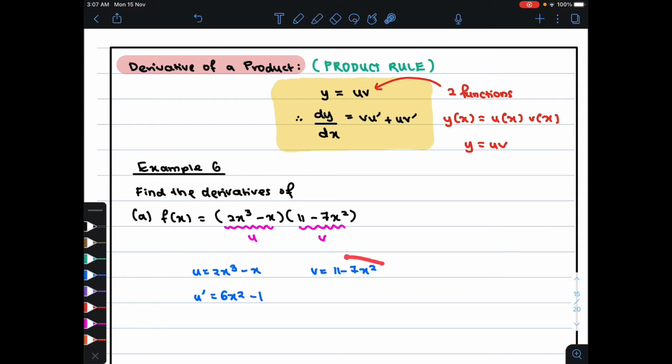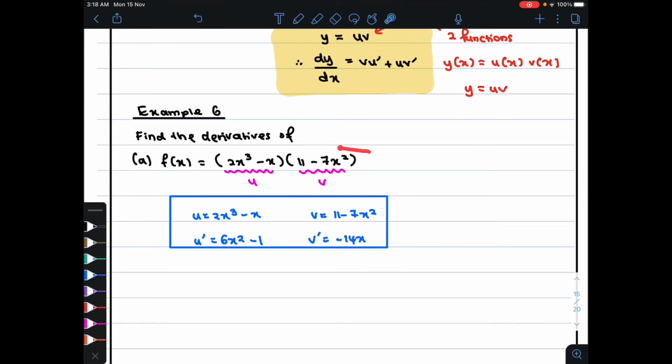Now let's differentiate v equal to 11 minus 7x squared. Differentiate v, you'll get v prime. Differentiate 11 will give you 0. Differentiate negative 7x squared will give you negative 14x. So that's your u, u prime, v, and v prime.